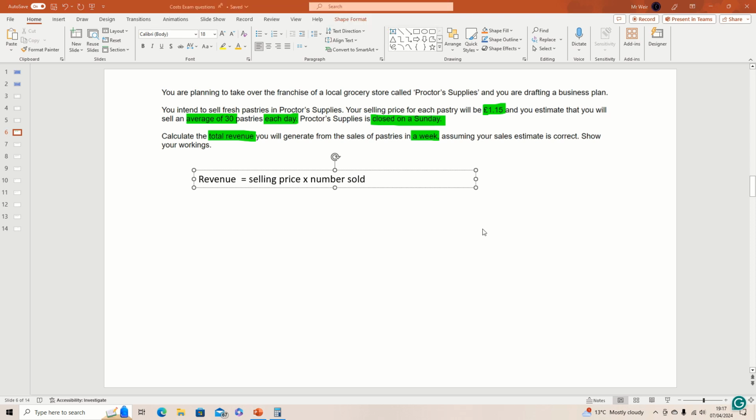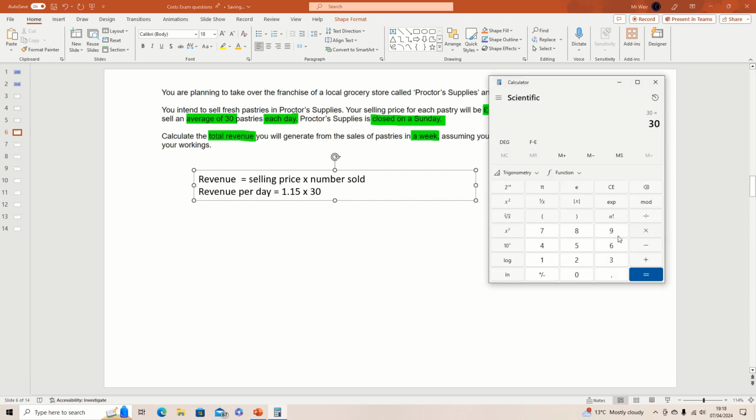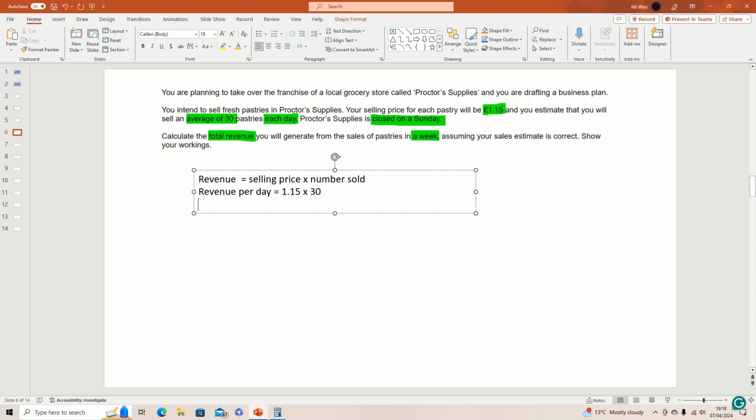Okay, so in this particular question, we need to work out the revenue. So let's just start off with what it is per day. So we're going to do the revenue per day is 1.15, because it's £1.15 for each pastry, and there's 30 sold in a day. Okay, so 34.5 is our answer. And that's per day.